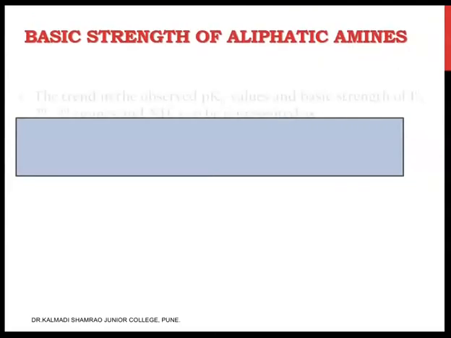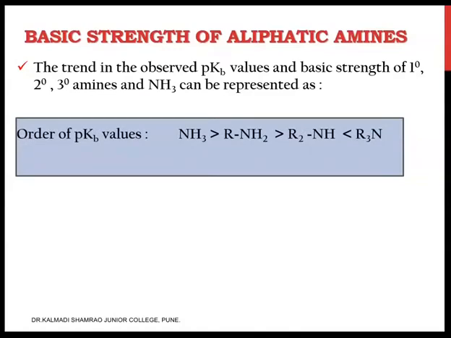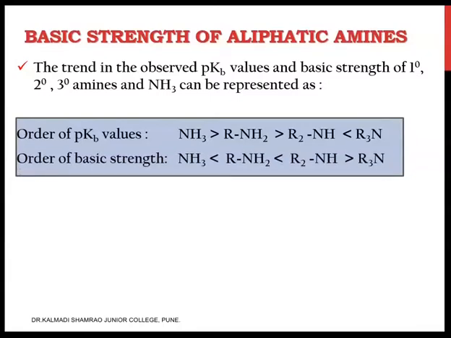Let us see the basic strength of aliphatic amines. The trend in the observed pKb value and basic strength of primary, secondary, tertiary amines and the ammonia molecule can be represented as follows. The order of pKb values is: ammonia has a greater pKb value than RNH2, and it has a greater pKb value than the secondary amine. However, the secondary amine has a lesser pKb value than the tertiary amine. Further, the order of basic strength is as follows. Ammonia is a weaker base than the primary amine. Primary amine is a weaker base than a secondary amine, but secondary amine is a stronger base than the tertiary amine.